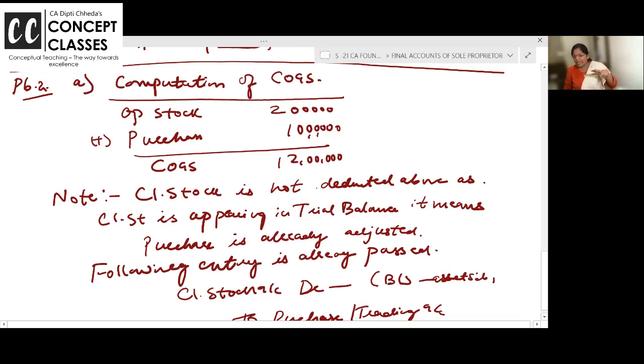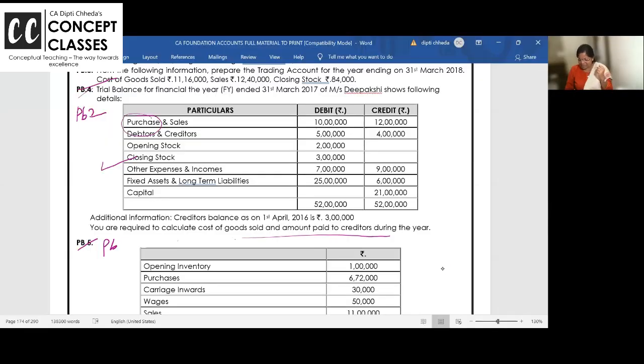Ma'am, then why did they give you fixed assets and capital and so much information? If you read the problem, I'll share the screen with you. You have to read this carefully. One second. Look at this. So much extra information is given to you.